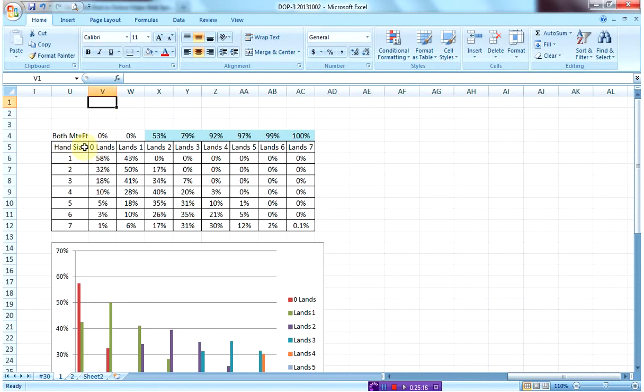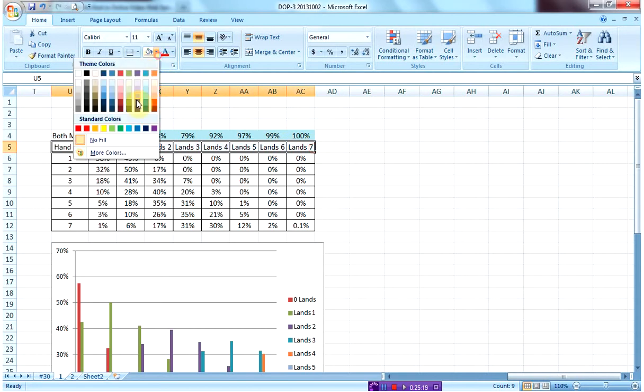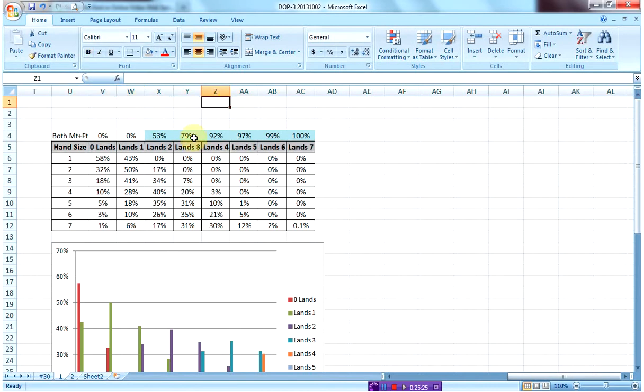See, so now this is my heading there. So with a hand size of 1, I've got a 58% chance of 0 lands, 43% chance of 1 land. And this up top here is the probability on 0 lands that all have at least 1 mountain and 1 forest. 0 for these first 2, obviously.